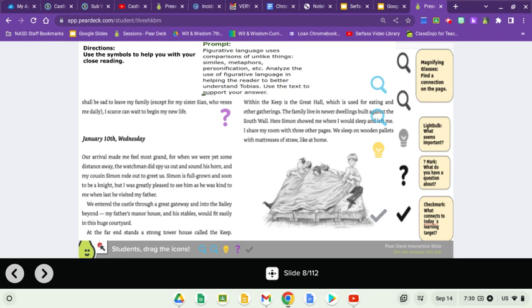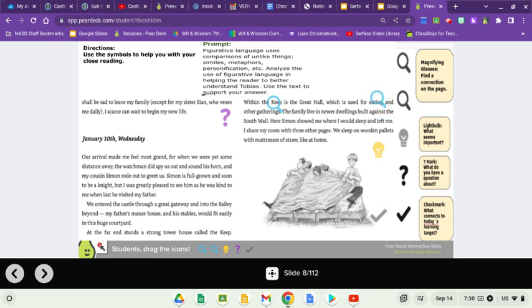We entered the castle through a great gateway and into the bailey beyond. My father's manor house and his stables would fit easily in this huge courtyard. At the far end stands a strong tower house called the Keep, and within the Keep is the great hall, which is used for eating and other gatherings. All right, so I see a connection between what the Keep is and what it's used for, eating.